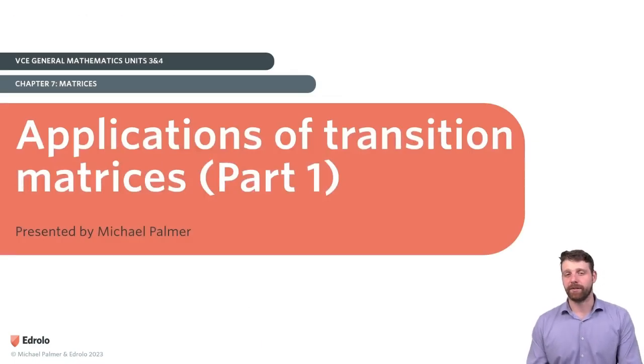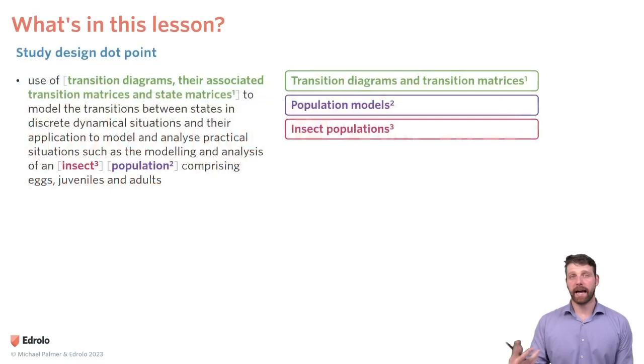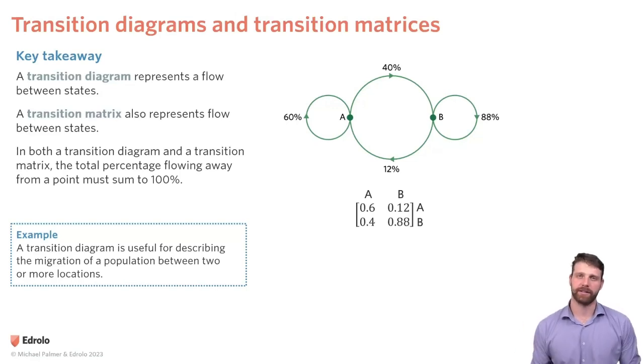Okay, this is applications of transition matrices, part 1. The 3 main points we're looking at today are transition diagrams and transition matrices, which we've sort of already seen, population models, and insect populations. Let's check it out. Okay, transition diagrams and transition matrices.